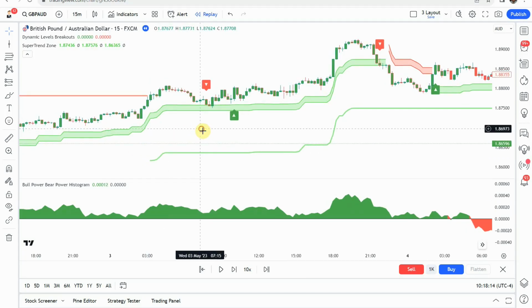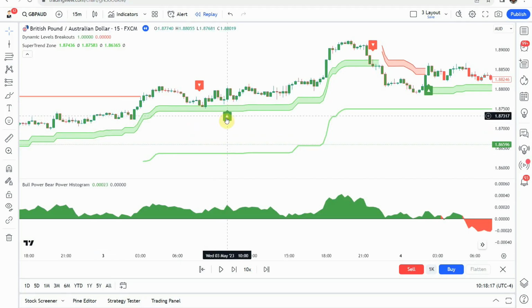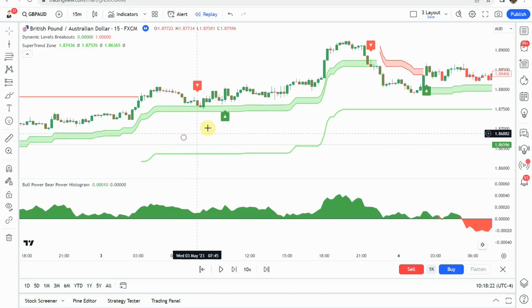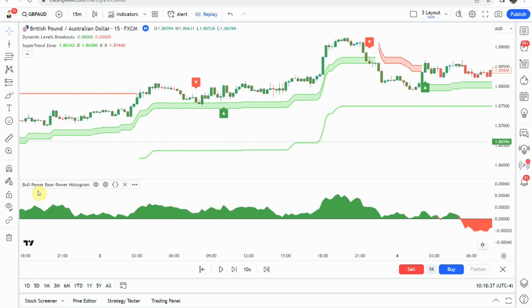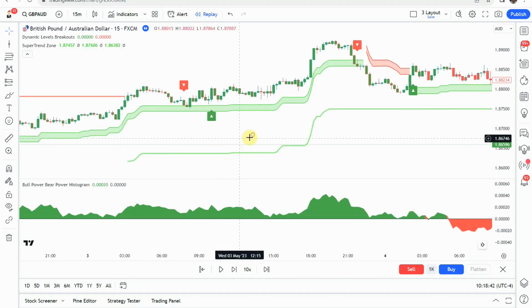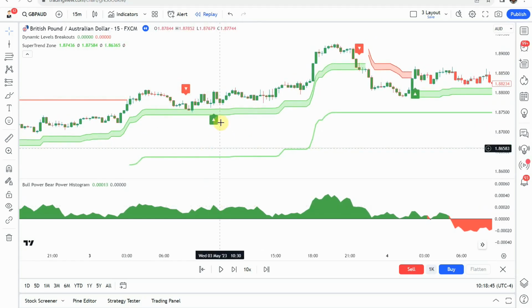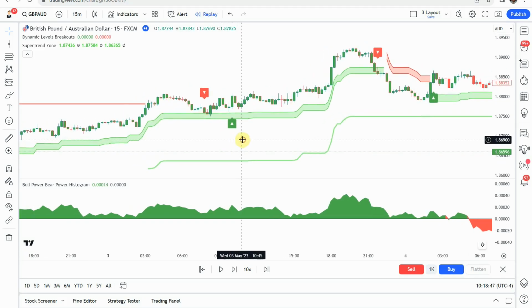So the setup that we're looking for is we are looking for a green tag from the dynamic levels breakout indicator. When we get that green tag, we're going to want the super trend, lower time frame, and higher time frame to also confirm that they are green. And so you can see this cloud right here is green, and this line right here is green. And then lastly, the bull power, bear power histogram also needs to be green. So once you get all those lined up, green all the way down the board, that's going to be your signal to go long. We're going to enter long.